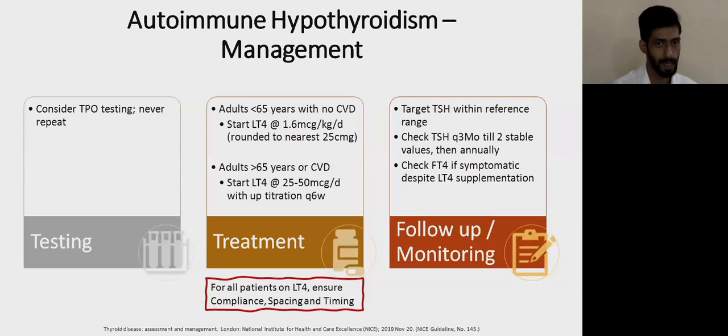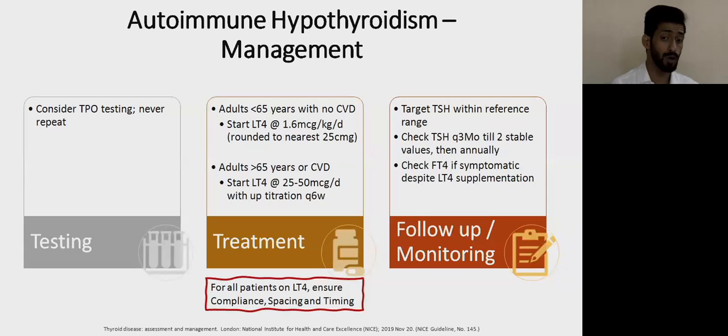In such patients, go slow. That is the concept. But as far as your guidelines are concerned, anybody who is less than 65 and doesn't have a cardiovascular disease, the Western guidelines say start at 1.6 directly, rounded to the nearest 25. Most clinical expert reviews from the Indian subcontinent or Asian subcontinent say start at 1 and then up titrate.